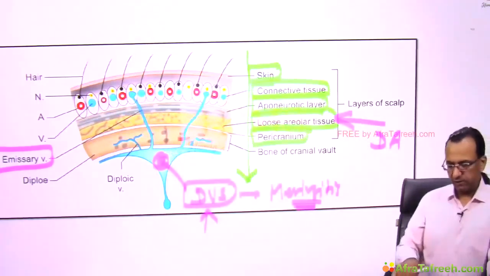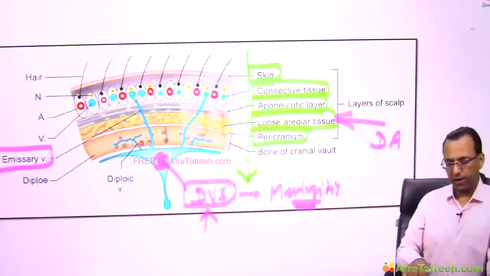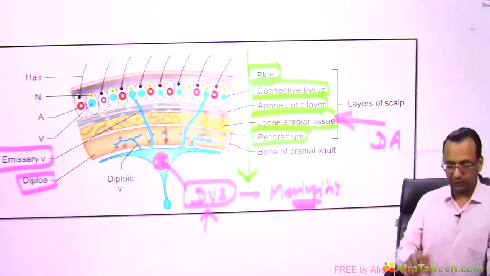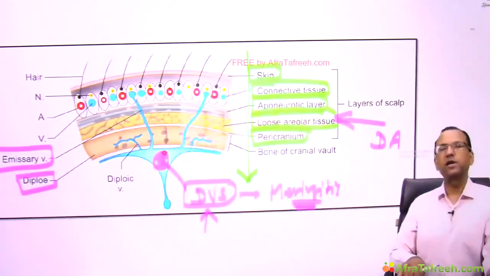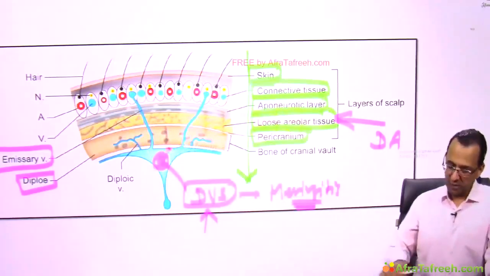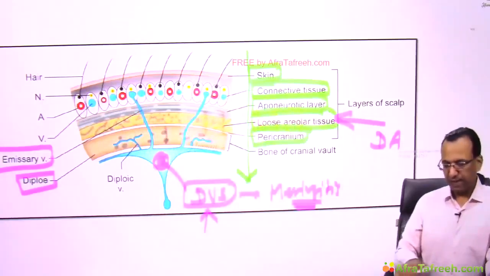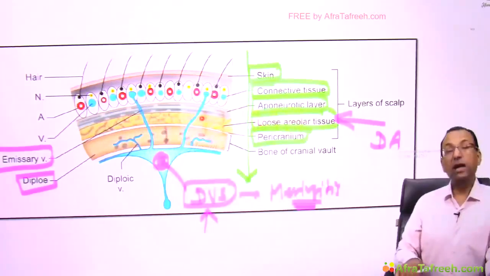And what are these veins within the skull? These veins which are within the skull are called diploic veins. They also drain into the dural venous sinus. The diploe is the bone marrow of the skull, and there you have diploic veins, and these diploic veins drain into the dural venous sinus. But that is not what we are concerned with. We are concerned with loose areolar connective tissue having the invasion of the emissary veins.